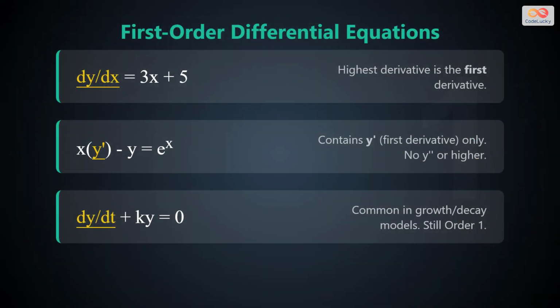Let's look at some first-order examples. In the first equation, we have dy by dx equal to 3x plus 5. The highest derivative here is the first derivative, dy by dx. So, the order is 1. The same applies to the other examples. Even if the equation looks complicated, if the highest derivative is just a first derivative, it is a first-order equation.